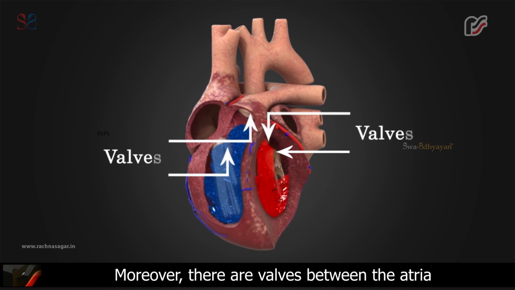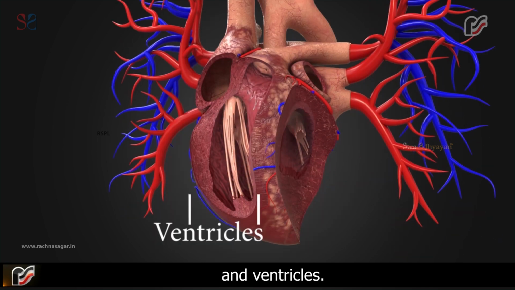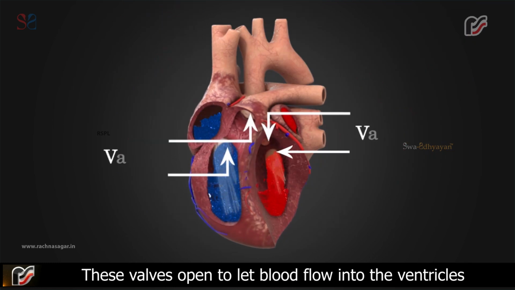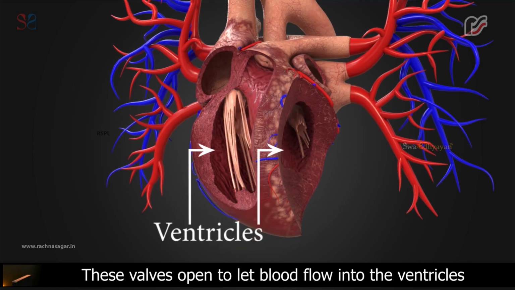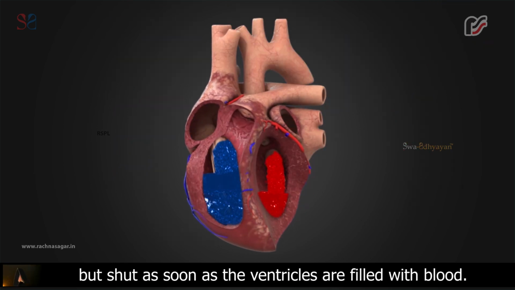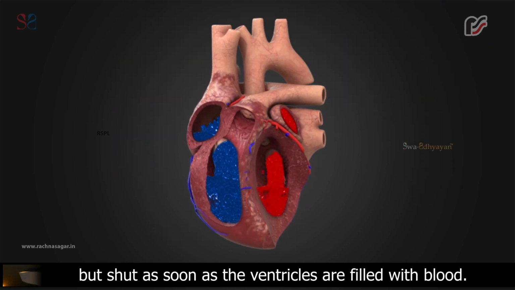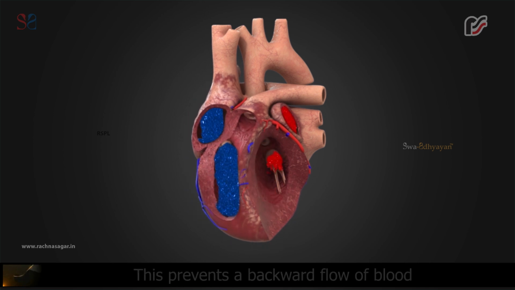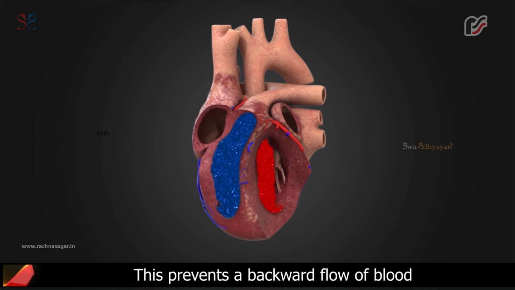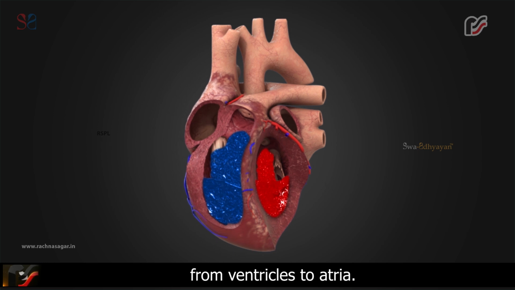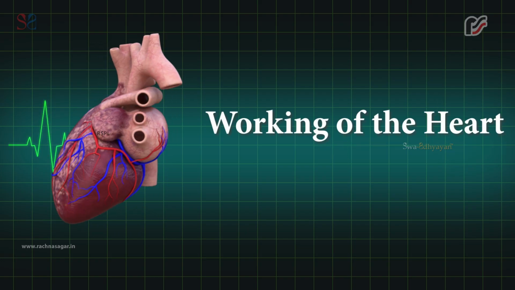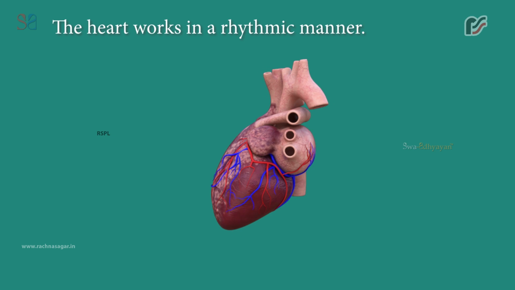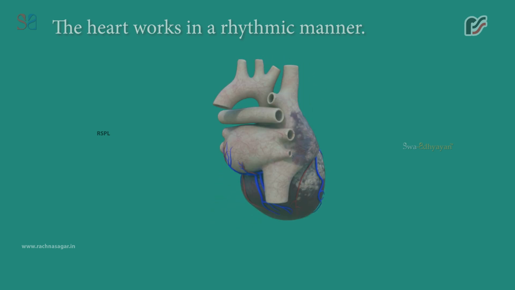Moreover, there are valves between the atria and ventricles. These valves open to let blood flow into the ventricles but shut as soon as the ventricles are filled with blood. This prevents a backward flow of blood from ventricles to atria. Working of the heart. The heart works in a rhythmic manner.